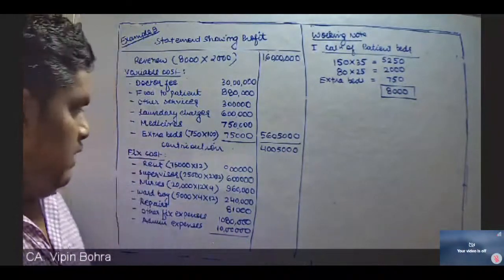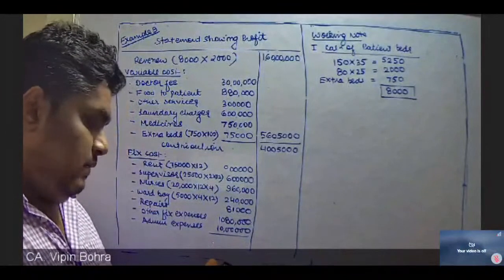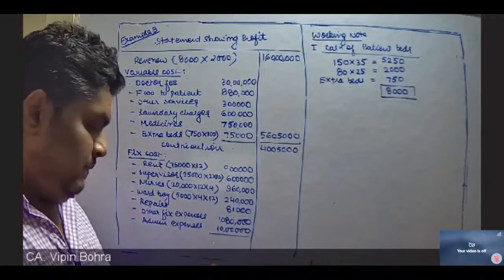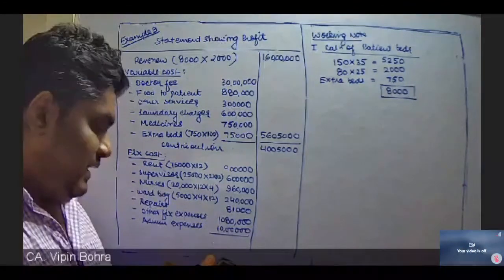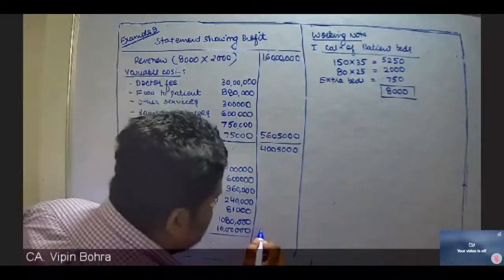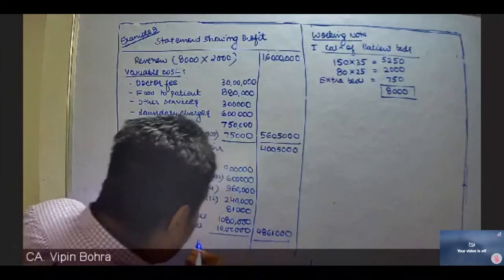So we have got 9 lakh plus 6 lakh plus 9,60,000 plus 2,40,000 plus 81,000 plus 10,80,000 plus 10 lakh. 48,61,000 is my total fixed cost. So what will be my profit?